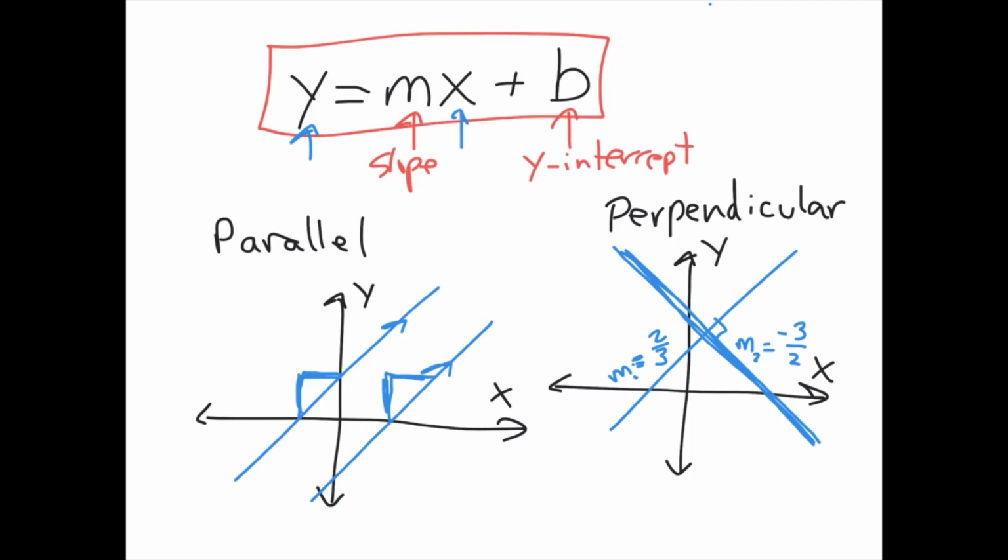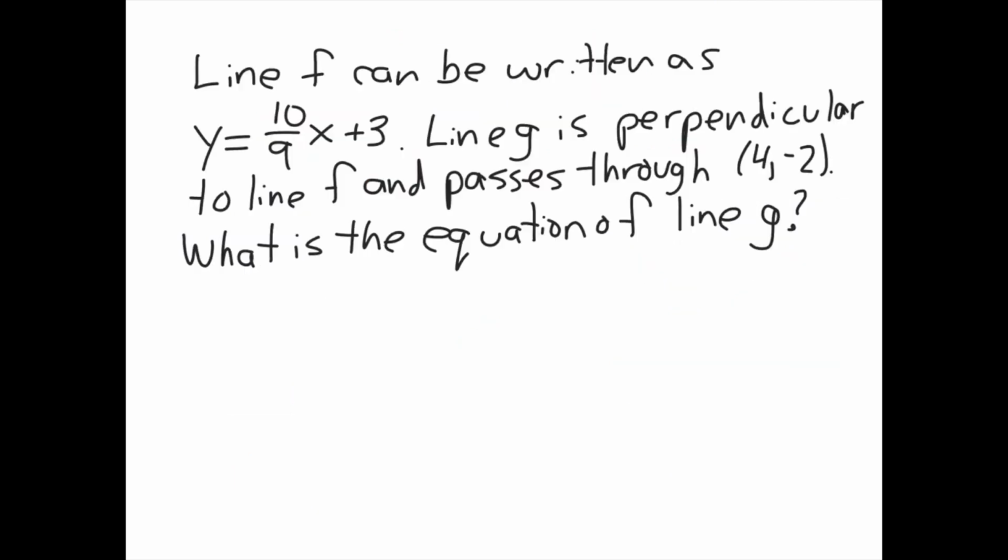And so if you want to watch my video specifically about slopes and seeing how that works, I would recommend that you do that. But we're going to jump into using these principles in some examples of building an equation right now. So here's our first example. It says line F can be written as y equals 10 ninths x plus 3. Line G is perpendicular to line F and passes through 4, negative 2. What is the equation of line G?